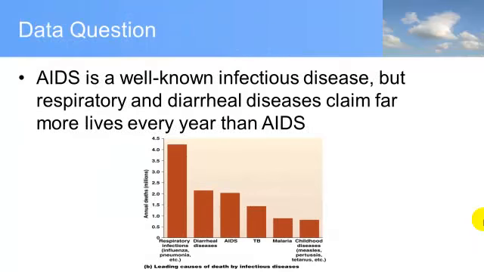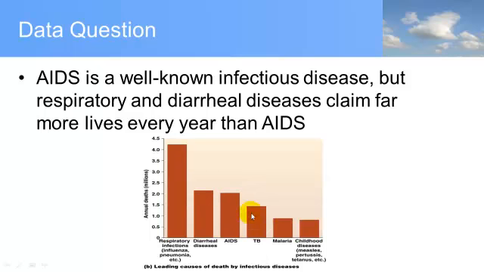So you can see from this graph, there are a number of infectious diseases that are known to cause death throughout the world. While AIDS is a well-known infectious disease, respiratory and diarrheal diseases, including tuberculosis, claim more lives every year than AIDS. So you can see from this bar graph, the first one here, we have respiratory infections, which includes influenza, pneumonia. Here we have diarrheal diseases. Both of those contribute to more deaths than AIDS individually.